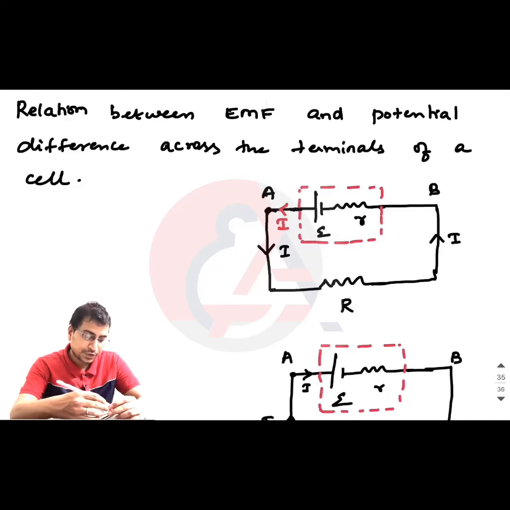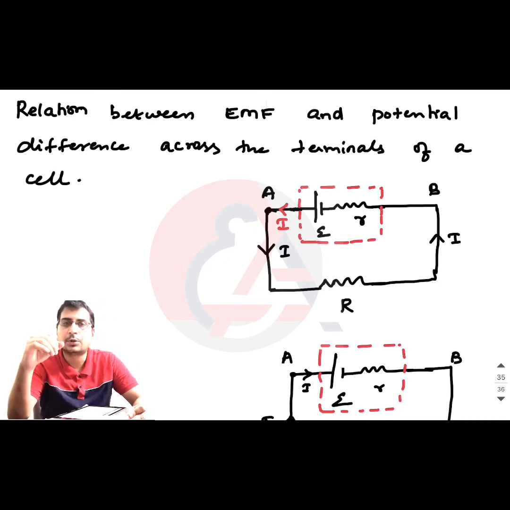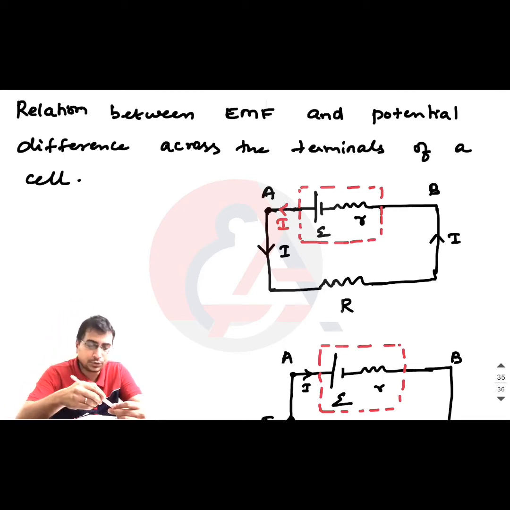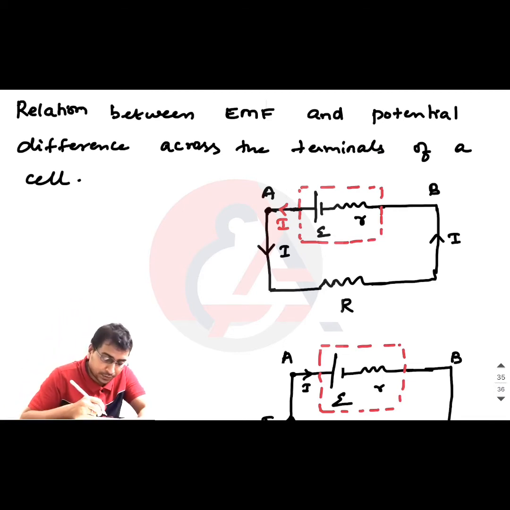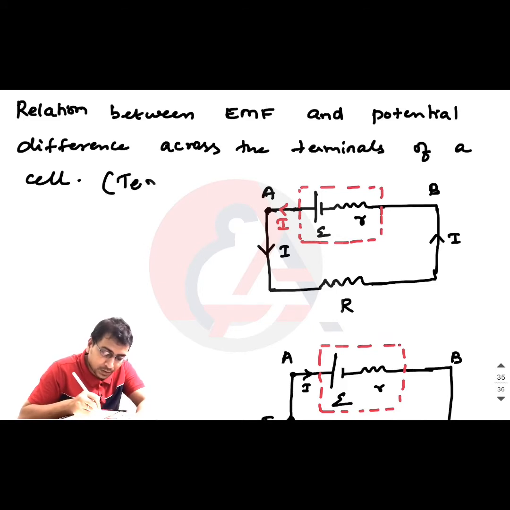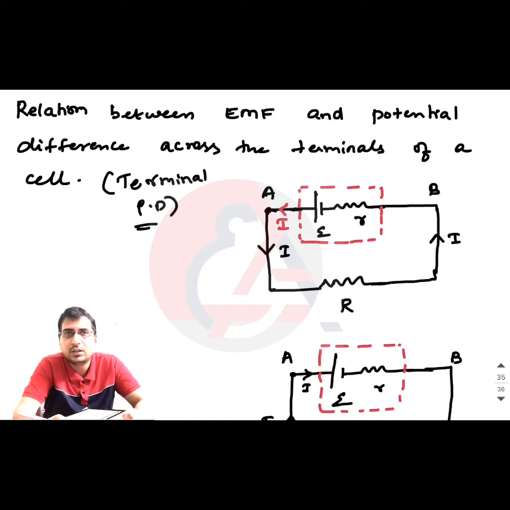Now the topic of discussion is the relation between EMF and potential difference across the terminals of a cell. The potential difference that is actually occurring across the terminals of a cell is also called terminal potential difference. That is a technical name. So we call it terminal potential difference. So when will the EMF and potential difference be different?